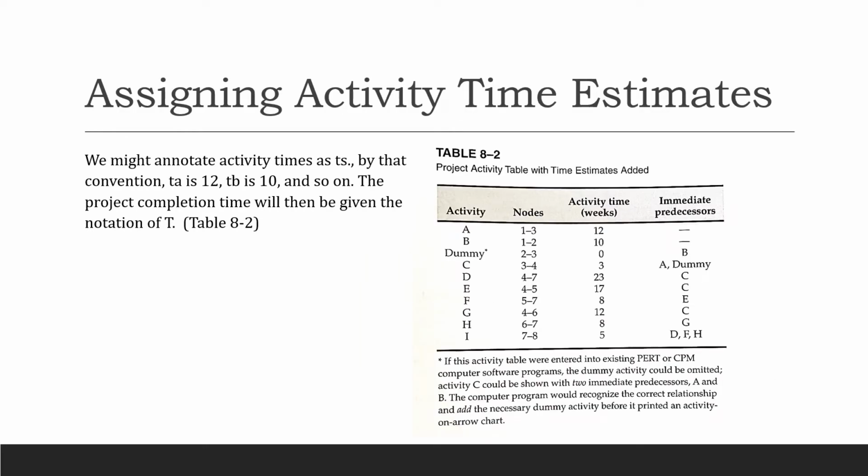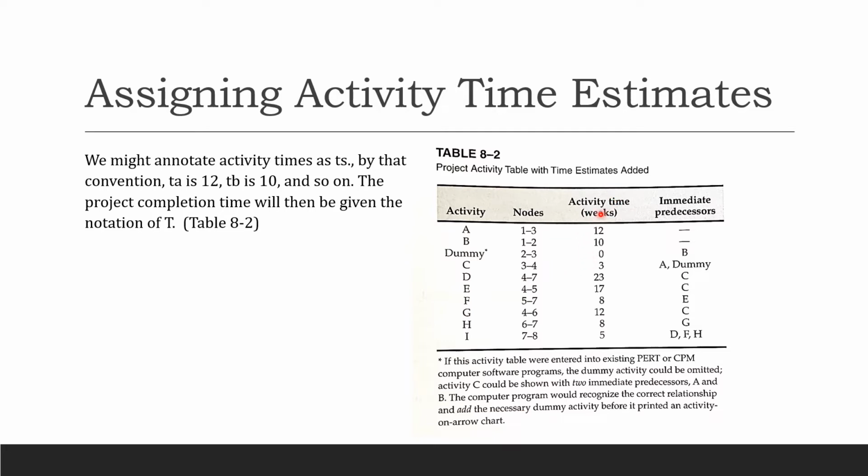Now, assigning activity time estimates. Here we annotate the activity times by convention. We're going to use T, sometimes TA and then TB, so that's just giving you the time. The time for A, the time for B, and so on. The project completion time will then be given the notation of a big T. So here you can see this is just showing you the time estimates. Okay, starting the time estimates.